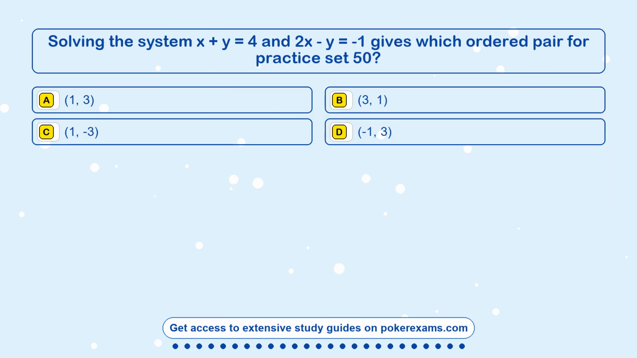Question 12. Solving the system x plus y equals 4 and 2x minus y equals -1 gives which ordered pair for practice set 50? Option A, 1, 3. Option B, 3, 1. Option C, 1, -3. Option D, -1, 3.